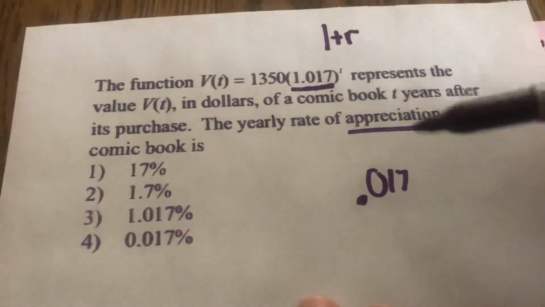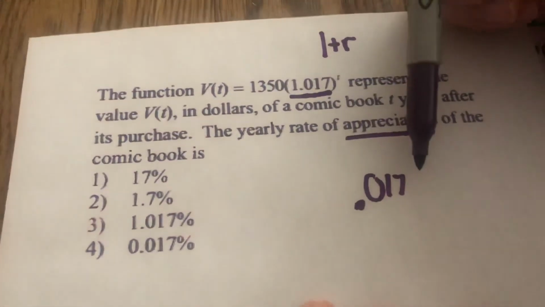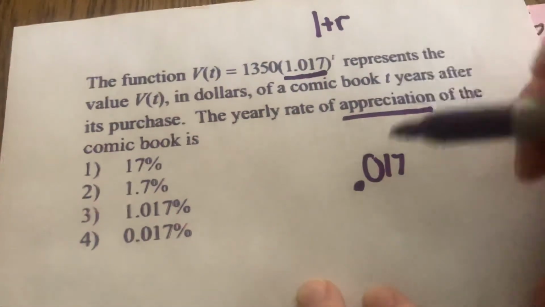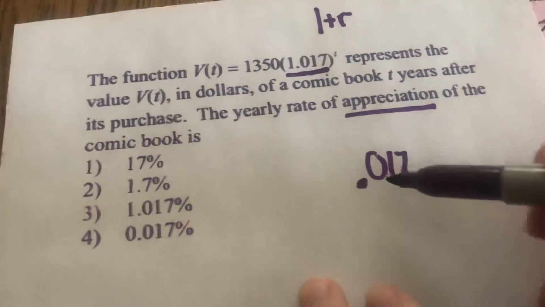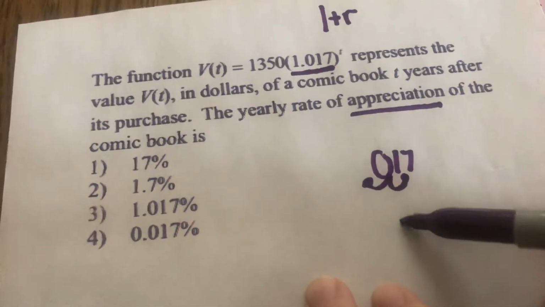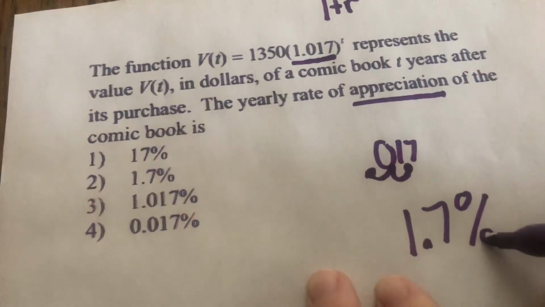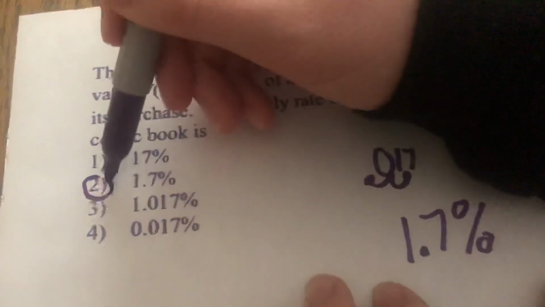Now, we had taken our rate and turned it into a decimal. So when we moved our decimal 2 units to the left to get it, we took the percentage and moved the decimal 2 units to the left. We have to move it back right 2 units, making it so that we have 1.7%, giving us choice 2.